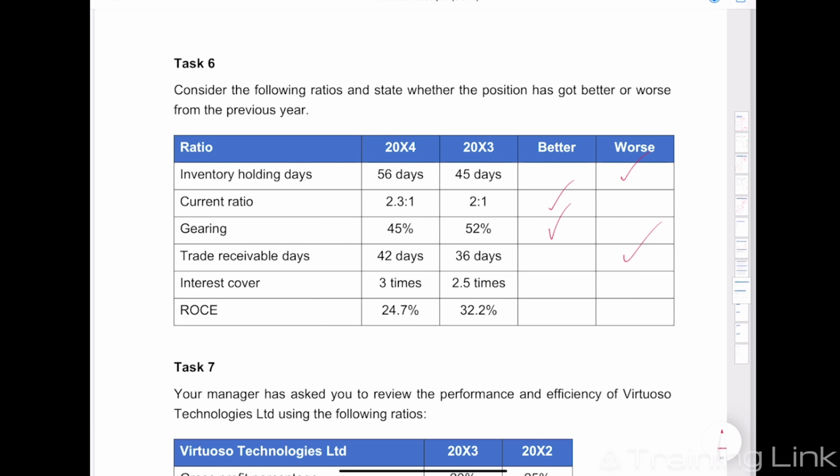Interest cover has gone up, so we can cover our interest a higher number of times with the profit we have available, so that's better. And return on capital employed has gone down, so we're getting less return on our capital employed, which is worse.